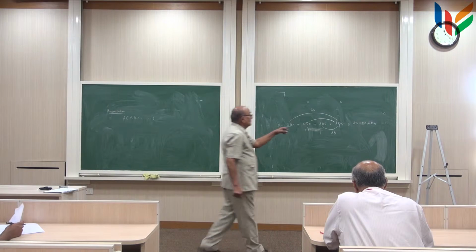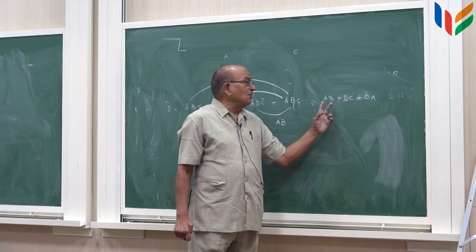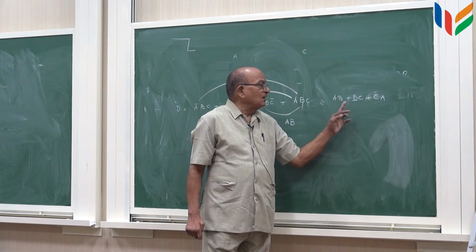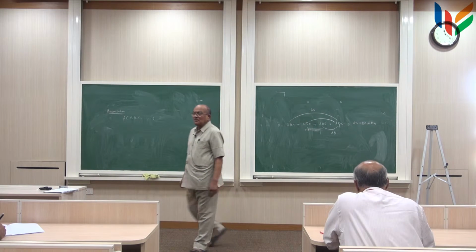Now look at this. This is exactly the same as this. Now this required 2-input AND gates, 3 of them, and required 2 OR gates. So we reduced the number of gates.